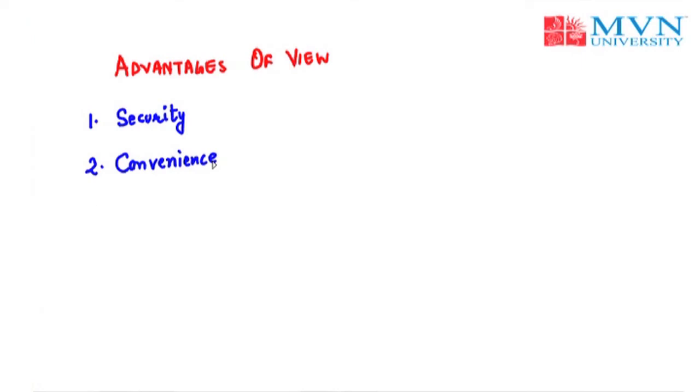The third and last point is simplicity. Views allow the same data to be seen by different users in different ways. So this is how we can view data from the views, that is data which belongs to some other user. So this is all about the group functions and the various advantages of views.